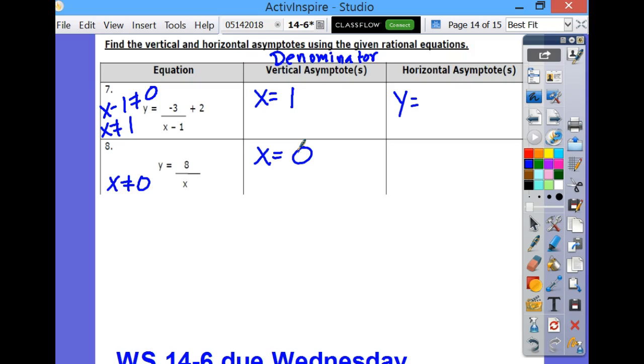Now, how do you find the horizontal asymptote? There it is. I found it. But on this one, there's not anything over here. So the asymptote is at y equals 0.